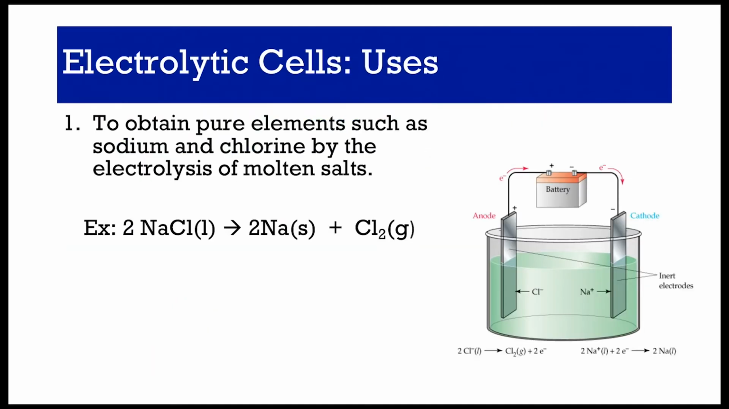So a few quick uses. We had said that electrolytic or electrolysis means using electricity to break something up. So you can use it to break apart compounds. An example is breaking up molten or melted salt, in this case NaCl, and breaking it up into its two components. So not the ions, the actual solid sodium metal and the chlorine gas. You can also use it to break up water molecules and other stuff.